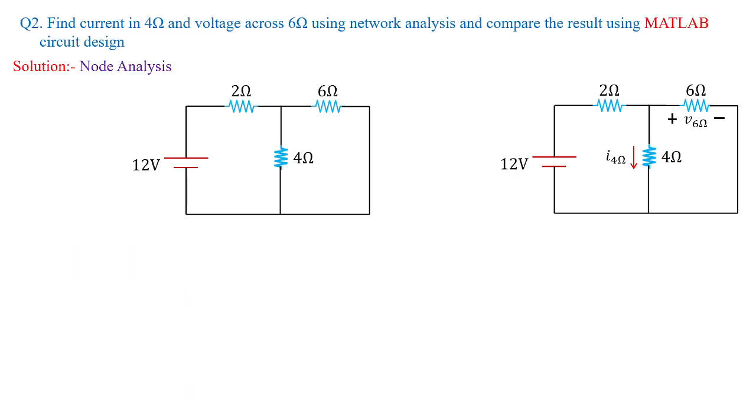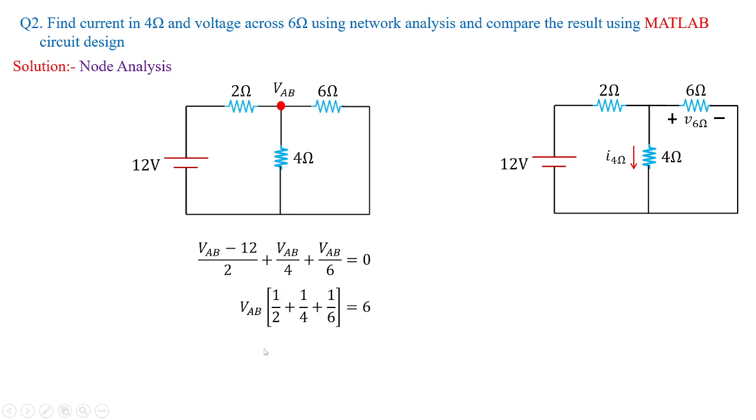We have seen many examples in our previous classes to obtain these sort of answers. If you go with node analysis, we assume a node voltage over here, marked as VAB, and apply KCL at this node. Taking the higher voltage at high potential, we have minus 12 divided by 2, which gives the branch current here, then VAB by 4, another branch current, and VAB by 6, equal to 0. Solving for VAB, we get VAB equal to 6.54 volts.